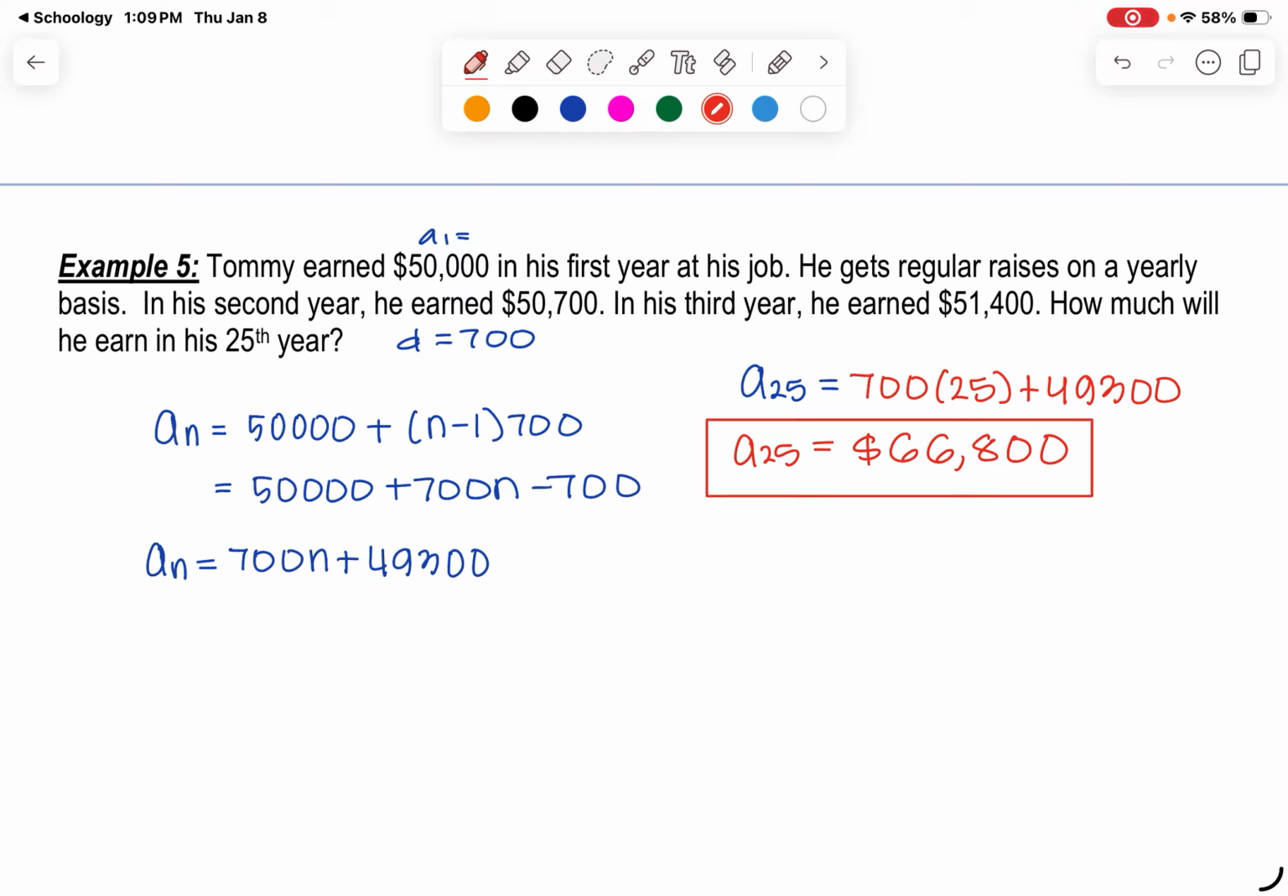Okay. All right, so that's it for today. We will also be learning a formula on how to find how much he made there in 25 years. Okay, but that's not today's notes. Go ahead and get started on that homework.